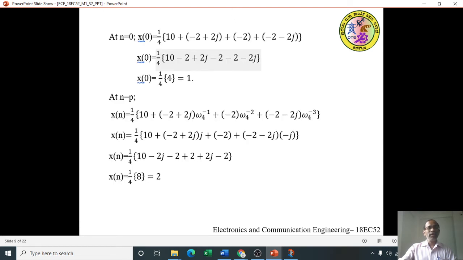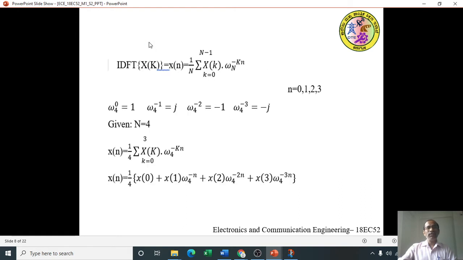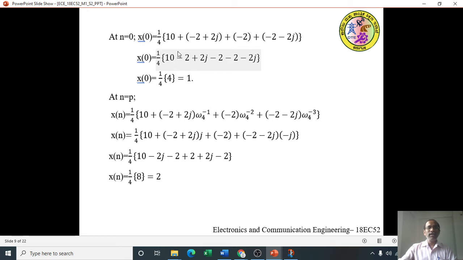We will put n is equal to 0 in this formula. At n is equal to 0, our formula becomes X of 0, that is already given, 10, plus minus 2 plus 2j into omega 4 power 0, plus minus 2 into omega 4 power 0, plus minus 2 minus 2j into omega 4 power 0, which we substitute and solve. Don't forget this 1 by 4, very important. In your formula the 1 by 4 is there. The answer is 1.